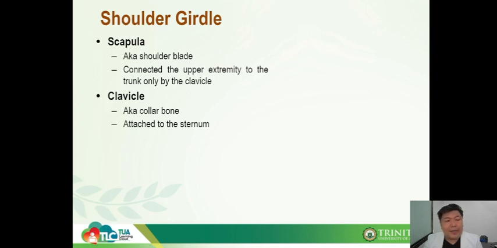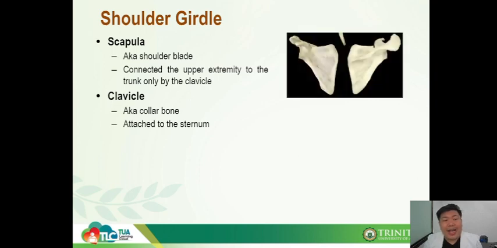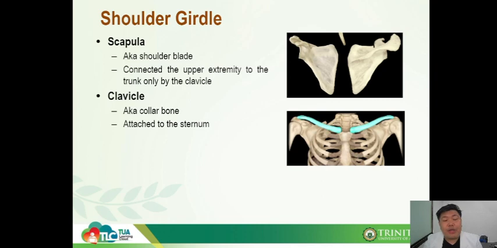Okay? So, here is a representative image of our scapula, one posterior view and one anterior view. We also have here an image of our collarbones, no? And as mentioned, the collarbones connect to the sternum, specifically at the manubrium. Okay? The manubrium.